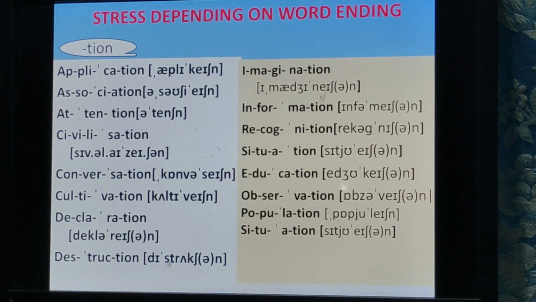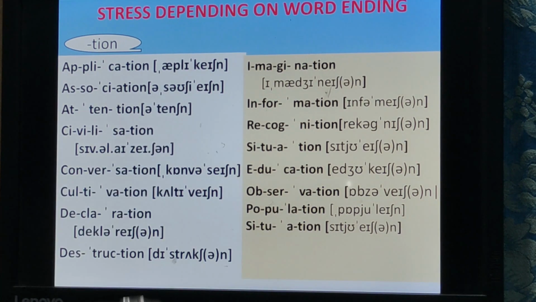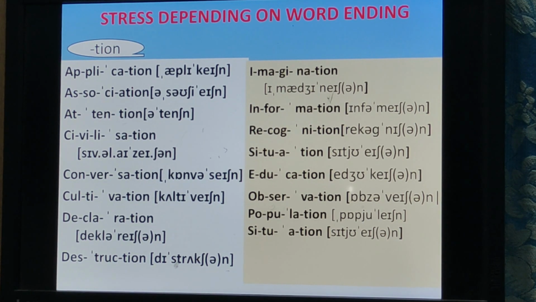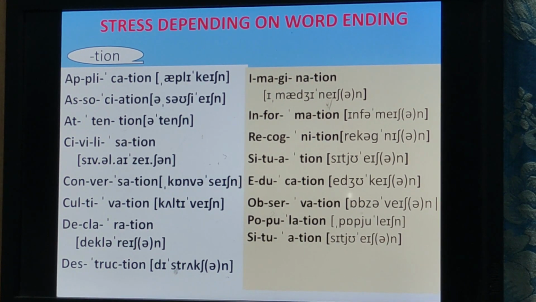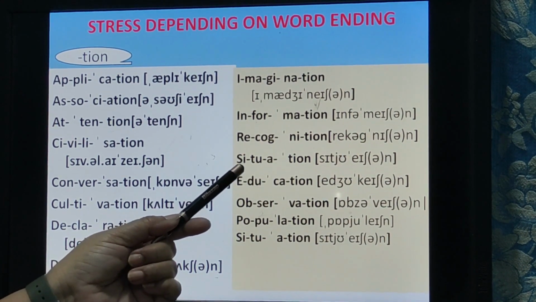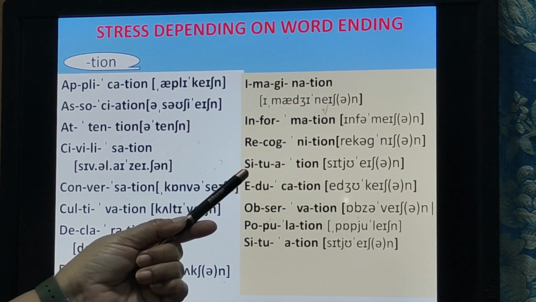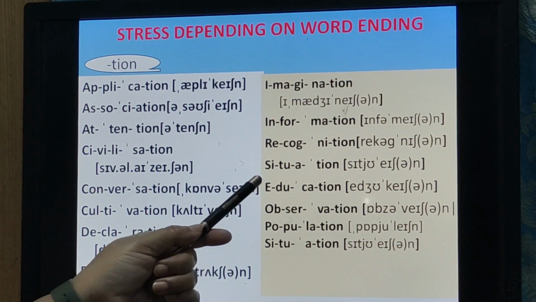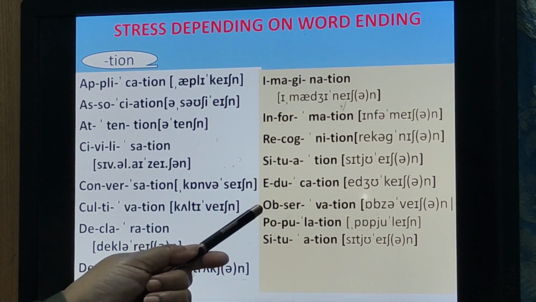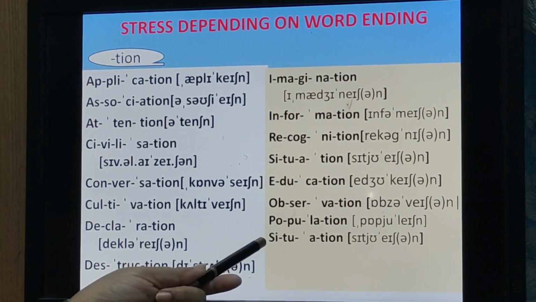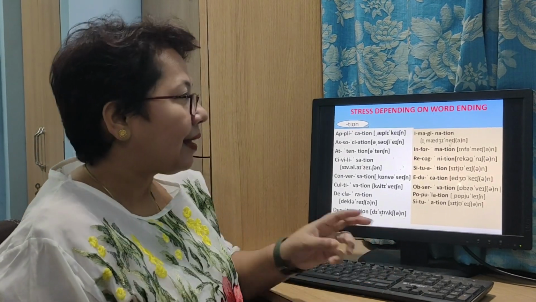Now we have some more with the word ending tion. Just try and do it with me. Imagination, information, recognition, situation, education, observation, population, situation. So by now I hope you've understood that it's so easy.